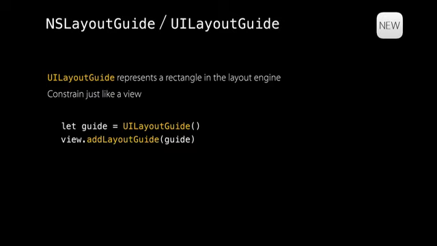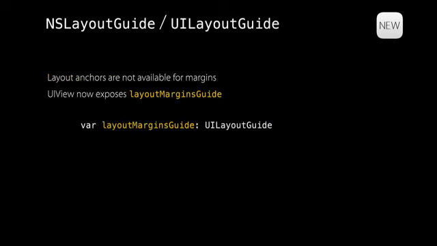We're converting existing layout guides to use these internally, and here's a good example of that. UIView, you may notice, doesn't actually expose layout anchors for the margin attributes. Instead, UIView has a new layout margins guide. This layout guide just represents the area of the view inside the margins. And so if you need to constrain something to the margins, it's easiest to just go through this layout guide.